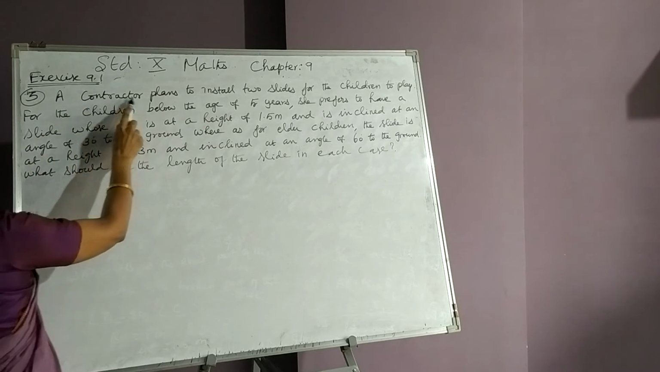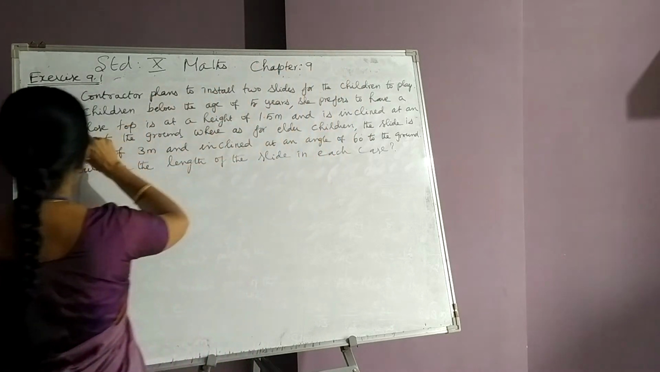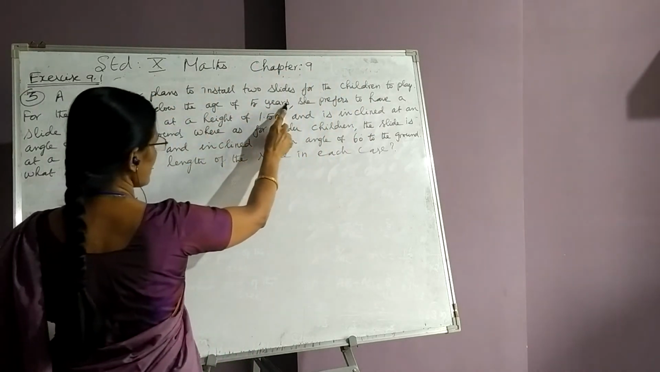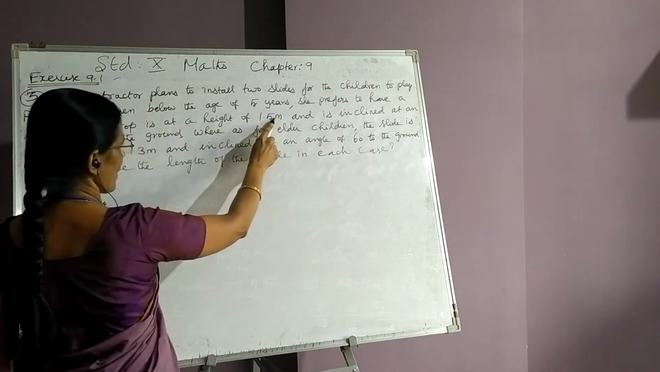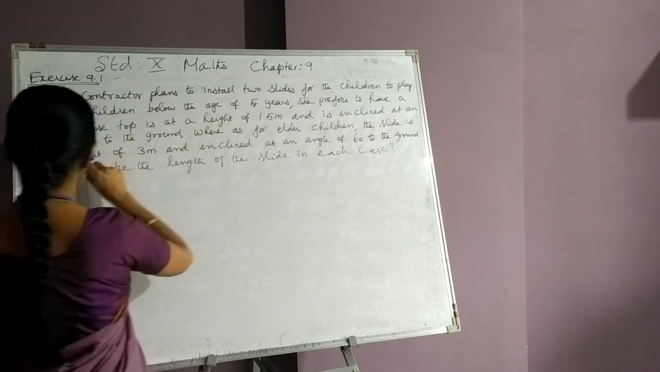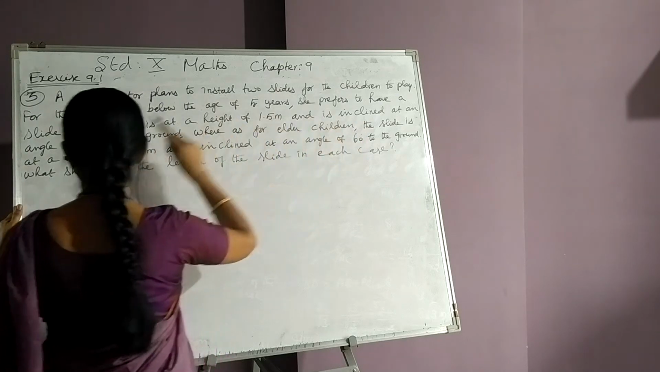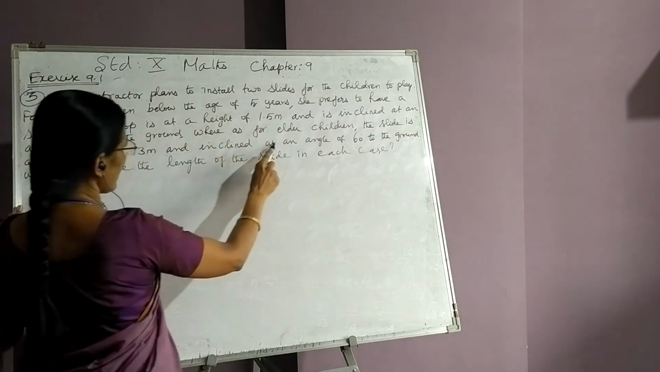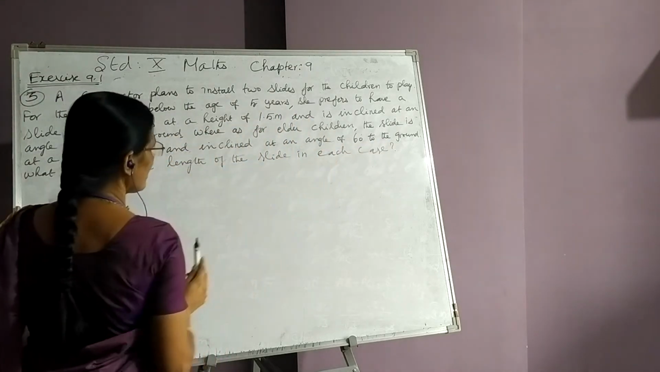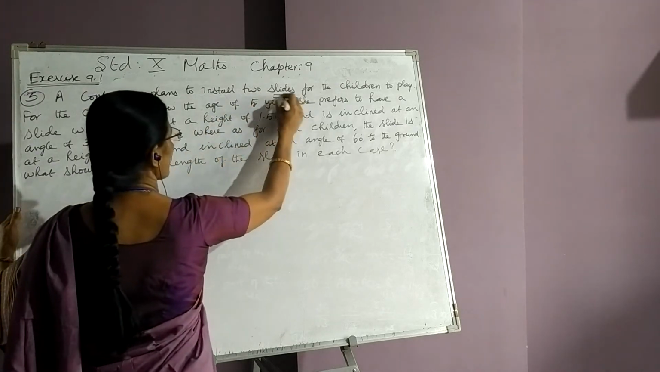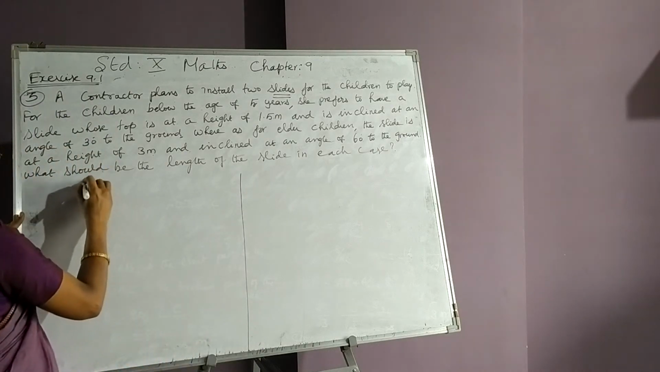Third problem. A contractor plans to install 2 slides for the children to play. For the children below the age of 5 years, she prefers to have a slide whose top is at a height of 1.5 meter and is inclined at an angle of 30 degree to the ground. Whereas for elder children, the slide is at a height of 3 meter and inclined at an angle of 60 degree to the ground. What should be the length of the slide in each case? How many slides are made?